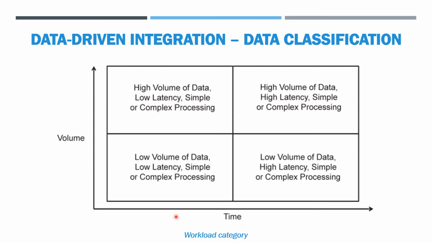So for the workload category, there are four. When the volume is low, but the time is very short to process data, because of the low latency. But when we have high volume of data, but shorter time because low latency is simple or complex processing, and then we have a high volume of data, high latency, and simple or complex processing. Because it's high volume, it's high latency, so it takes a longer time. The last one is low volume but high latency. So because the high latency will take some time to process it even if we have low volume of data.